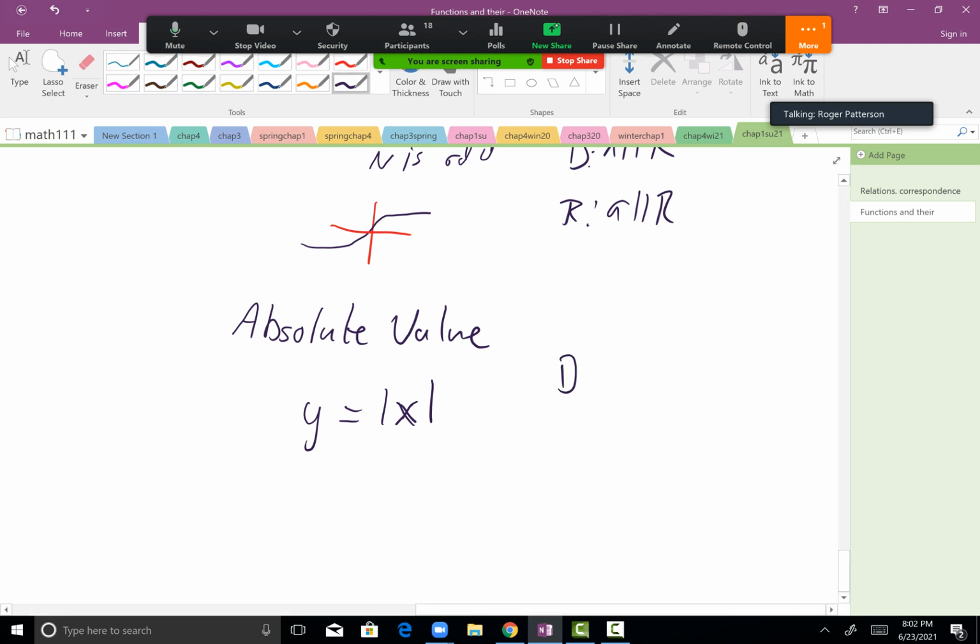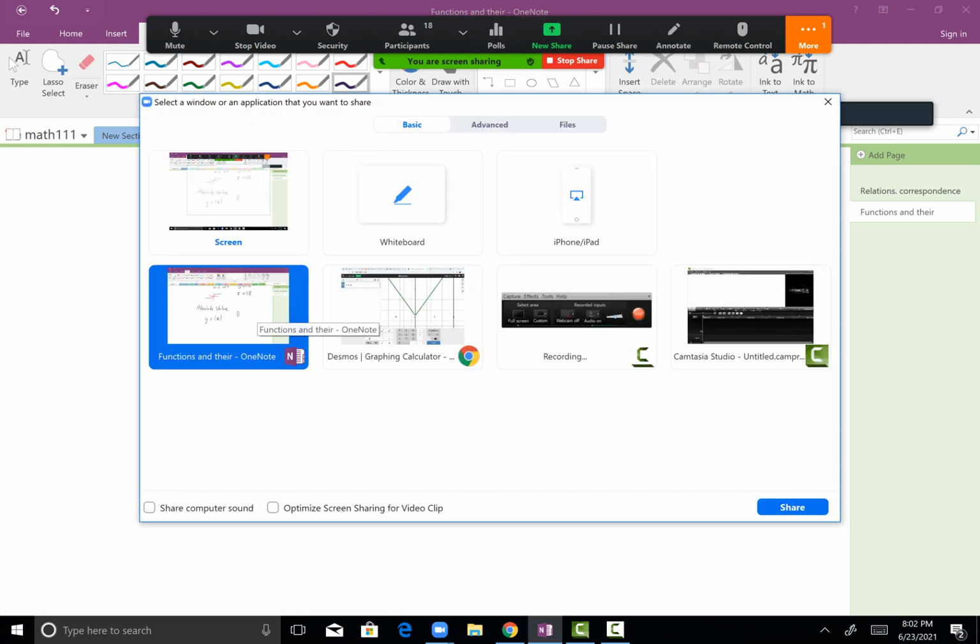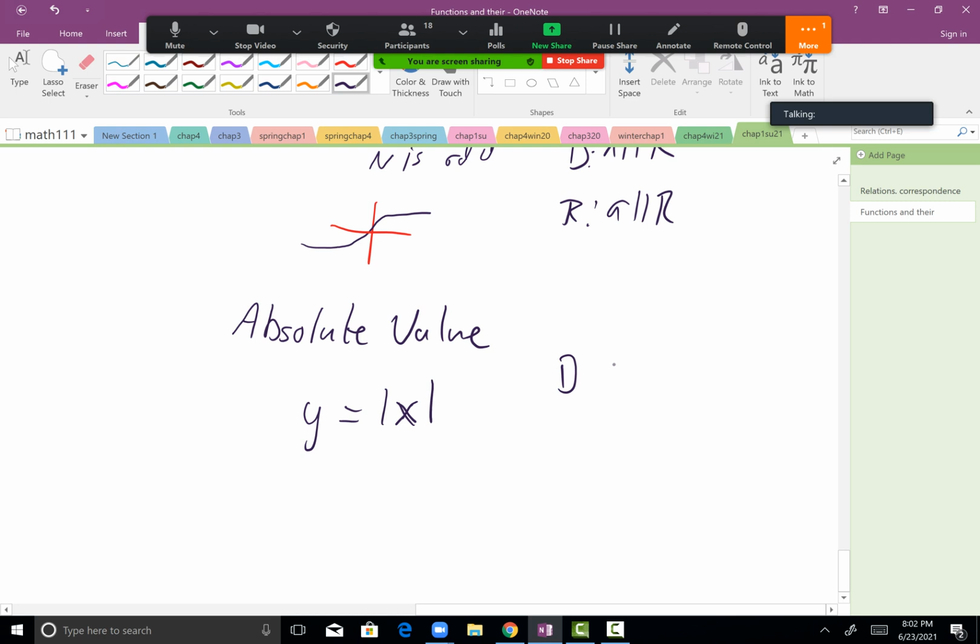So here, this is going to be all real. And the range is 0 to infinity. Right?